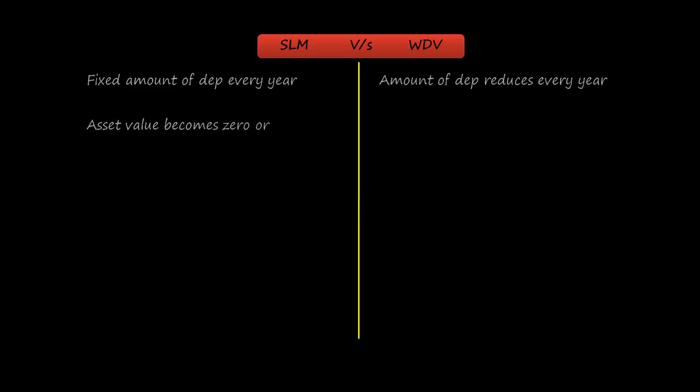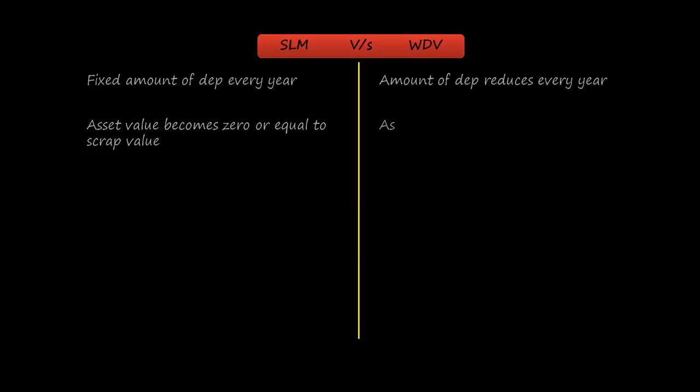Asset value becomes 0 or equal to scrap value. Let me elaborate this. When you charge depreciation of 5,000 in the example of the photocopy machine, we charge 5,000 for 4 years, so the value of the machine, that is book value, will drop down to 2,000 at the end of the 4th year, which is exactly equal to the amount of scrap value. If there was no scrap value, then the WDV will become 0 under SLM. So can I say that under this method, either the asset value will become 0 at the end of the useful life, or it will be equal to scrap value.